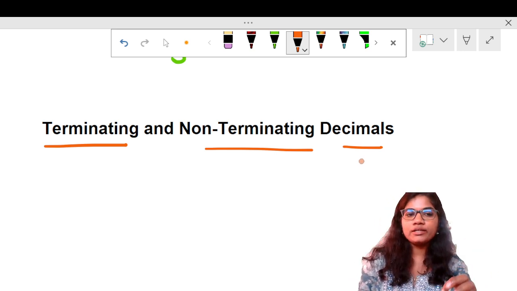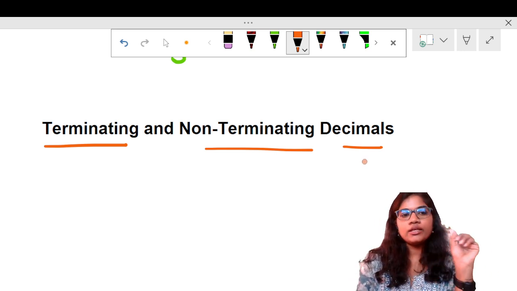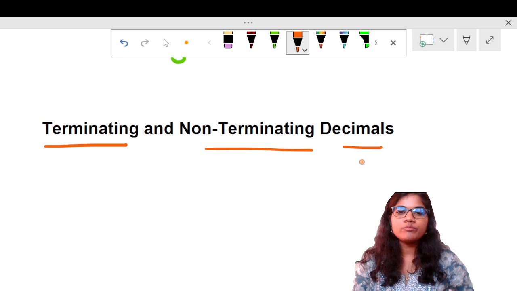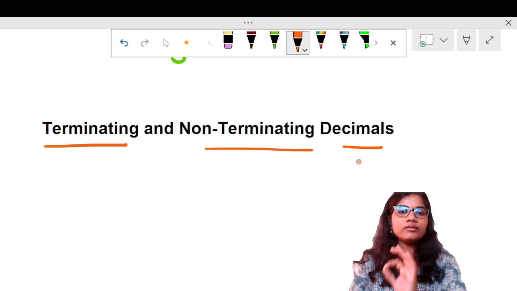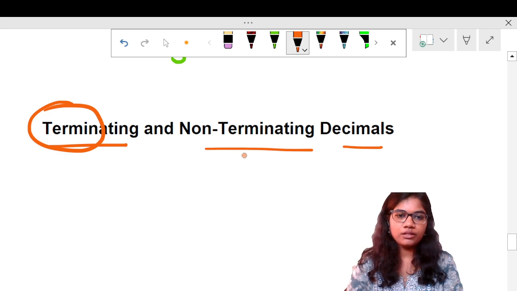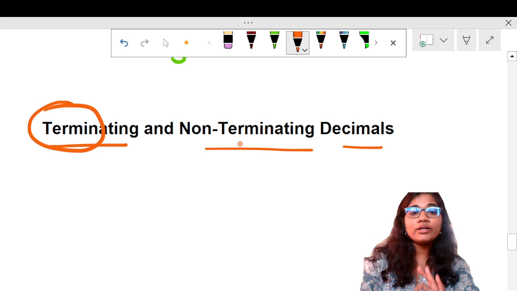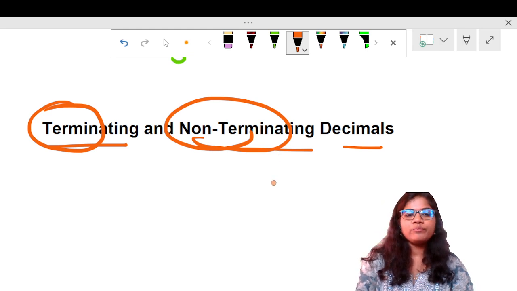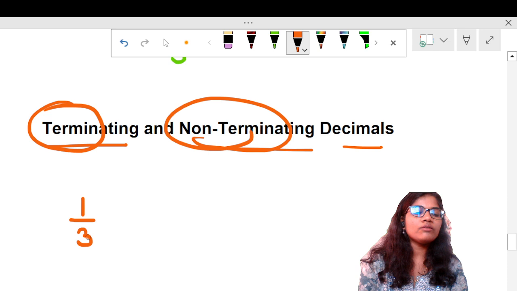Alright, I'm repeating again. When we are converting a rational number into a decimal number, if that decimal is ending anywhere, it is called a terminating decimal. And if that decimal is not ending anywhere, it is called a non-terminating decimal. Now, we were talking about 1 upon 3.